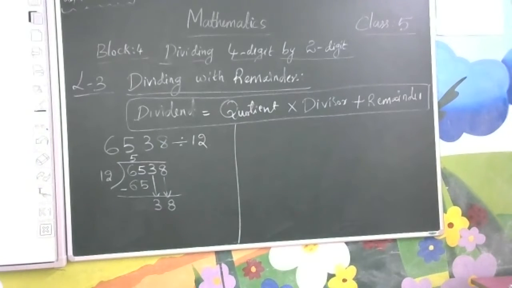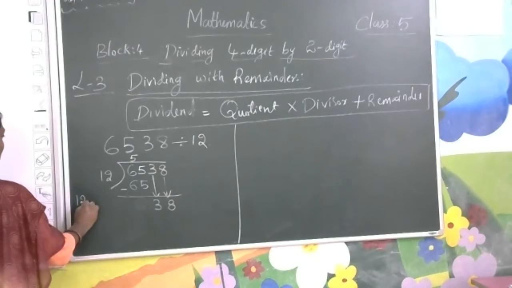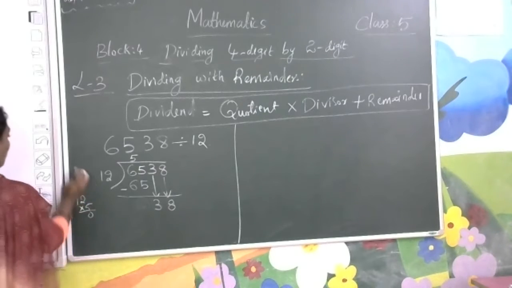Okay, Bhavish, what is your answer? Teacher, 12 5s are 60, teacher. 12 5s are 60. Okay, we'll check. 12 5s are?